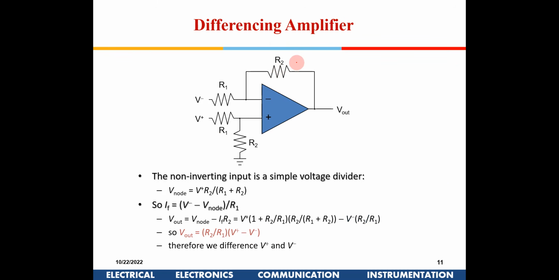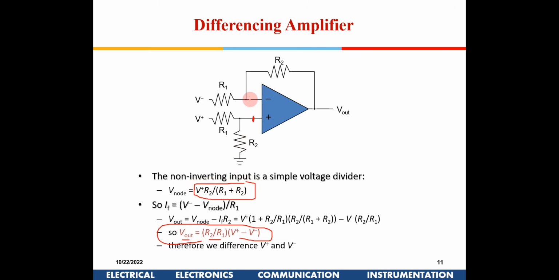Okay. Now this is a difference amplifier. What it does is V out is R2 divided by R1, times V plus minus V minus. So how did I reach this equation? Again you do the same thing. What will be this voltage? Can anybody say what will be this voltage? It should be R2 divided by R1 plus R2 into V plus. Yes.